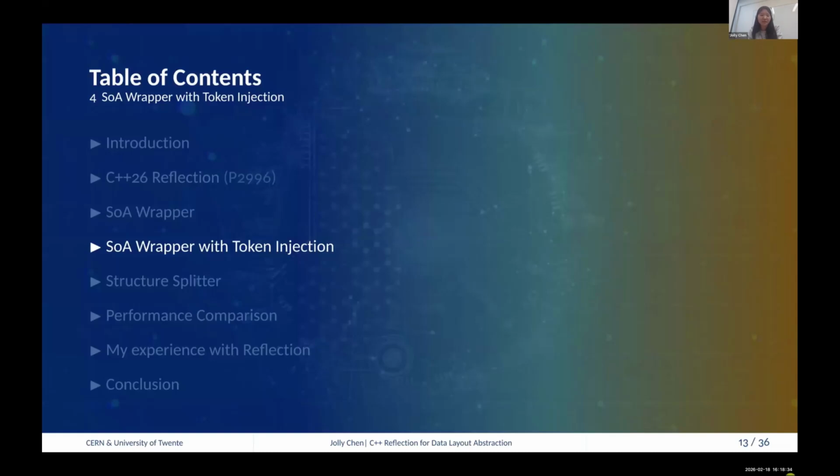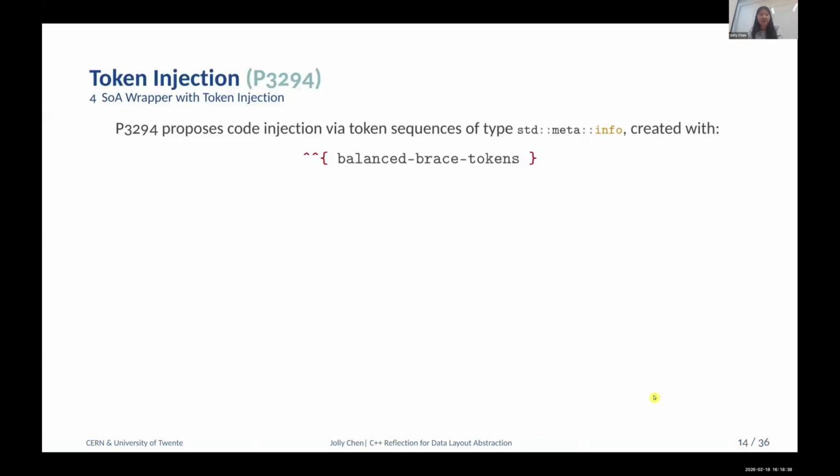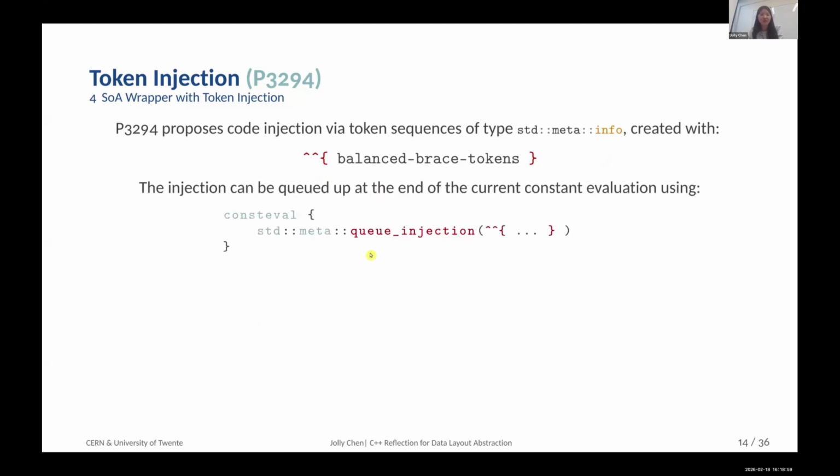The second thing I want to show you is SOA wrapper with token injection. So token sequences are a feature that are not going to be part of C++26, but it's part of a separate proposal on reflection that could be very interesting. So this proposal adds another new operator that allows you to define a token sequence. So essentially a piece of code that you can then inject somewhere.